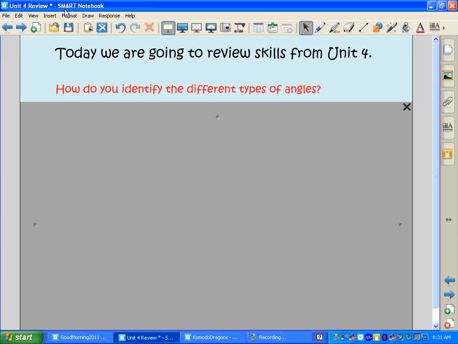Today we're going to review our skills from Unit 4. So if you need to take home your textbook, you may take home your textbook if you want to review these at home for extra help.